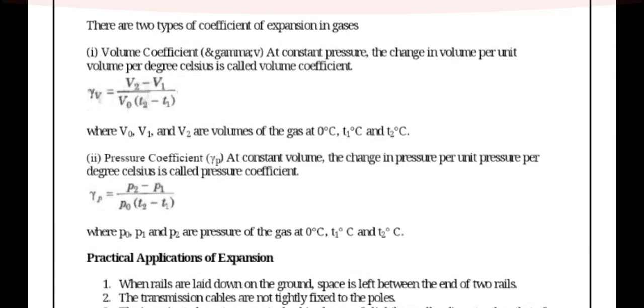In the volume coefficient, pressure is constant and the change in volume per unit volume per degree Celsius is considered. In the pressure coefficient, volume is constant and the change in pressure per unit pressure per degree Celsius is considered.